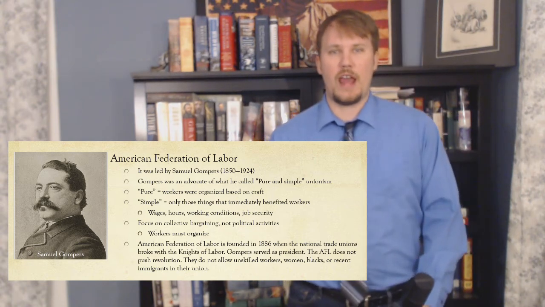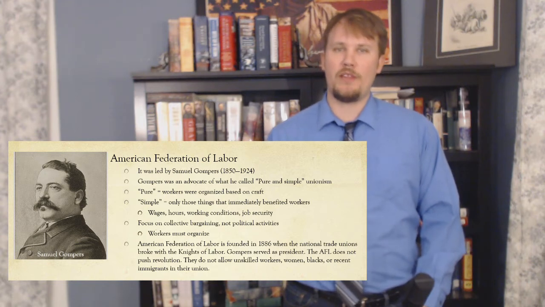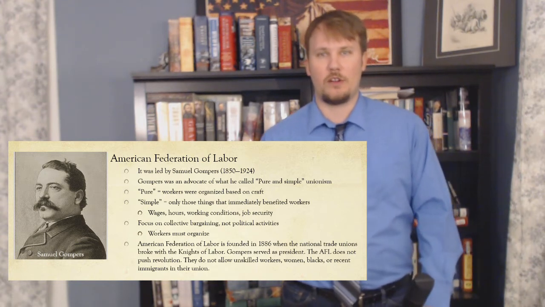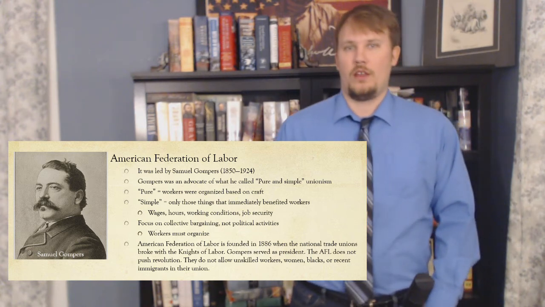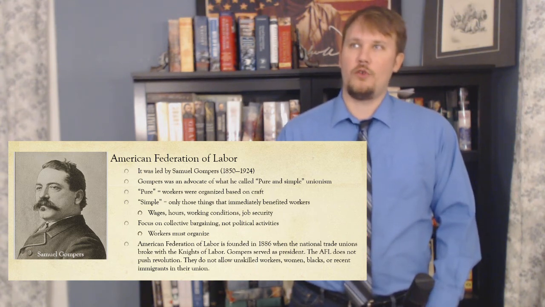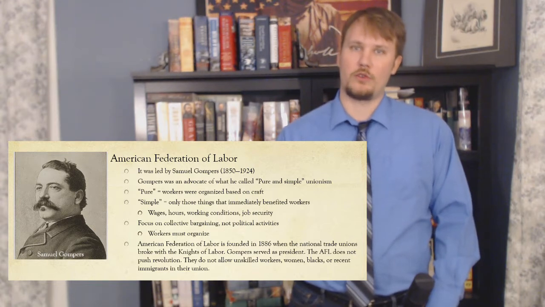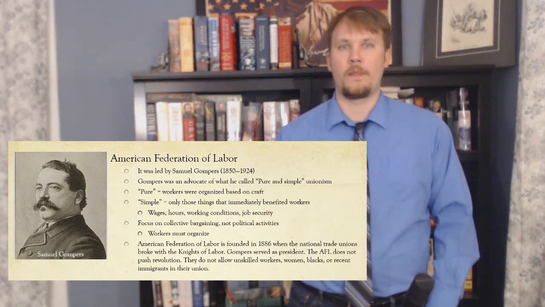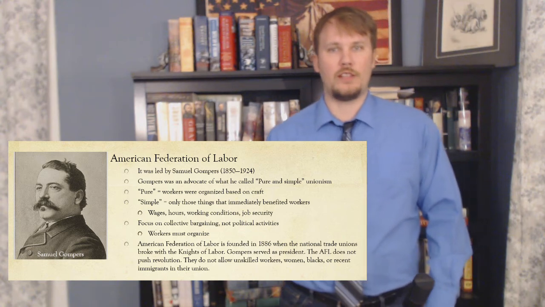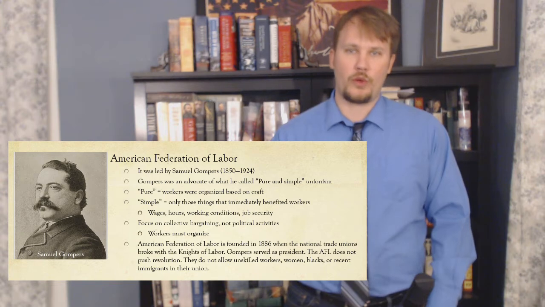Now, Gompers was an advocate of what he called pure and simple unionism. The pure meant that workers would be organized based on craft. So if you are a railroad engineer, all the railroad engineers would be in a union. If you were a steel manufacturer or steel worker, all the steel workers would be organized in a union. The simple referred to only things that immediately benefited workers, so things like wages, hours, working conditions, and job security.